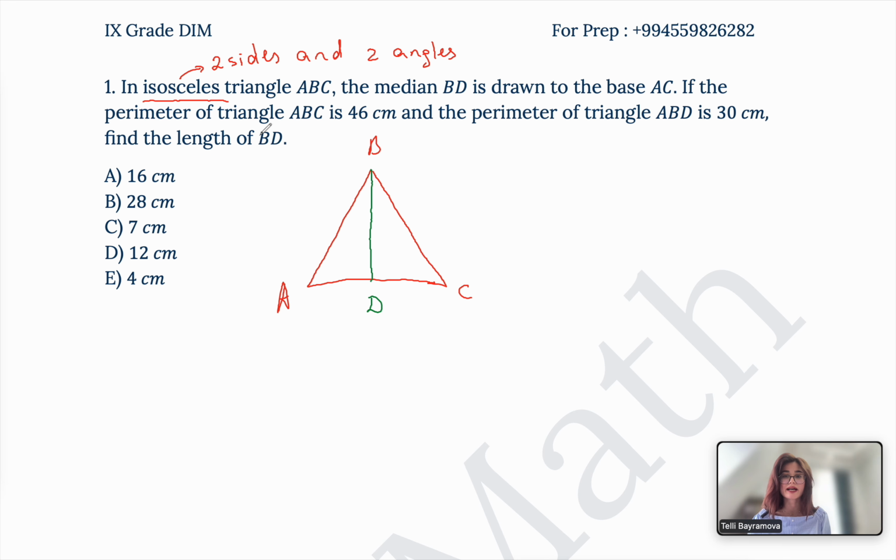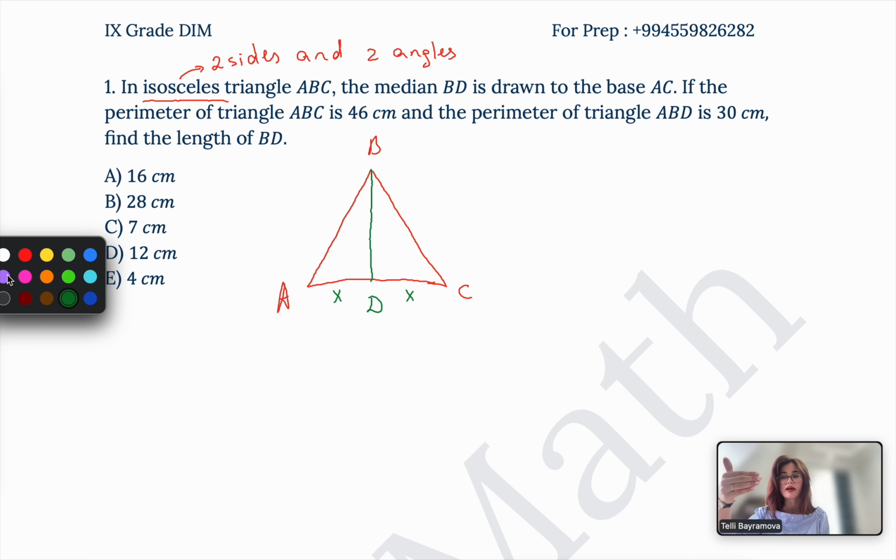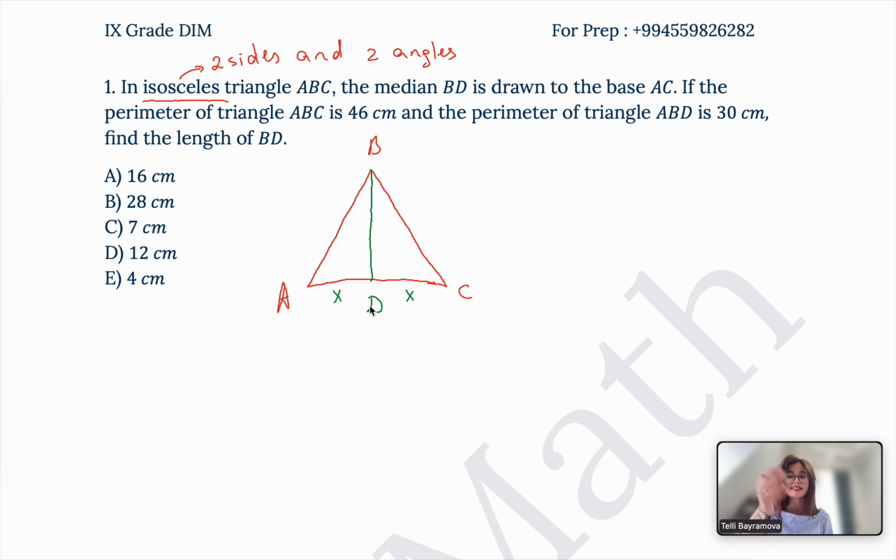If the perimeter of triangle ABC is 46 centimeters, you know that the median will divide AC into equal parts. It means that if AD is X, for example, then DC will also be X, right? This is an isosceles triangle. That's why AB and BC are equal to each other, so it's a and a. So guys, how can we find the perimeter of ABC? Perimeter ABC equals a plus 2x, right, which is AC.